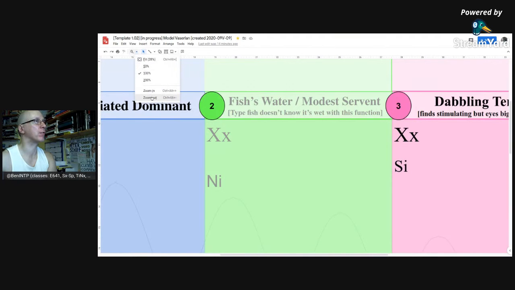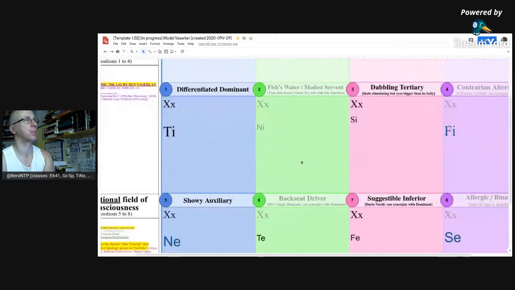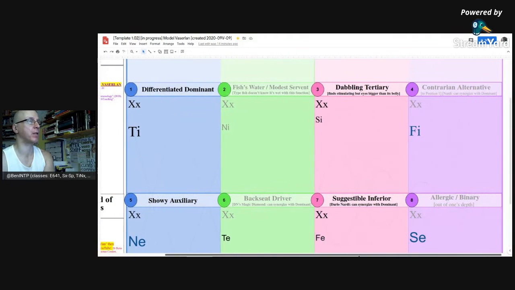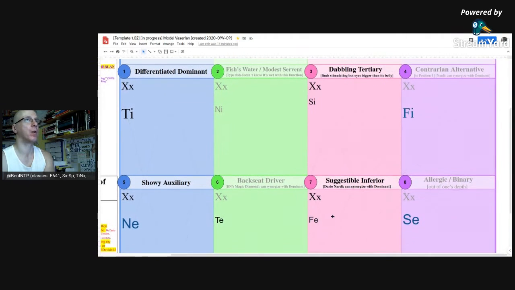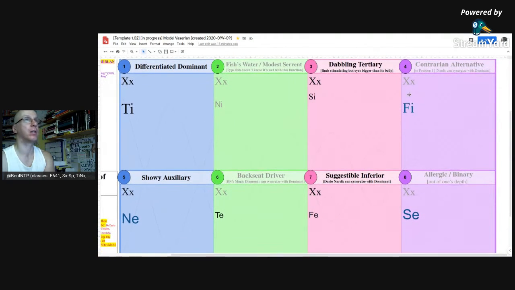Let's just zoom out a little bit. So we've got TI, INTP, and what else is another synergy? Contrarian alternative. FI. TI with FI. Yeah. I can give examples of how I use it.